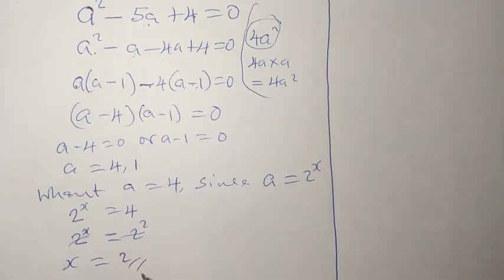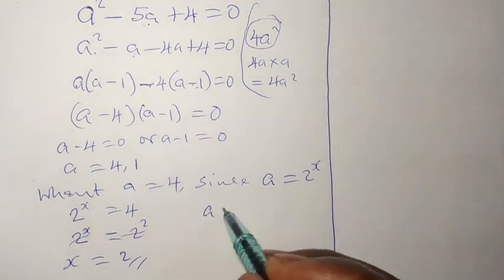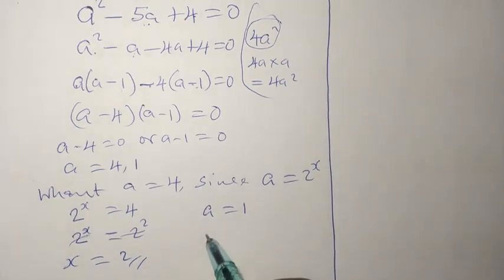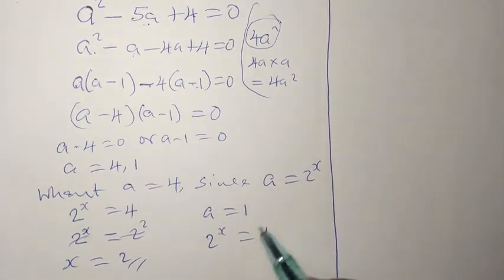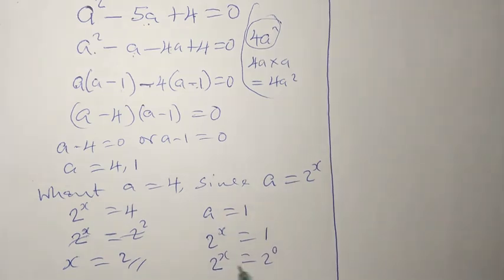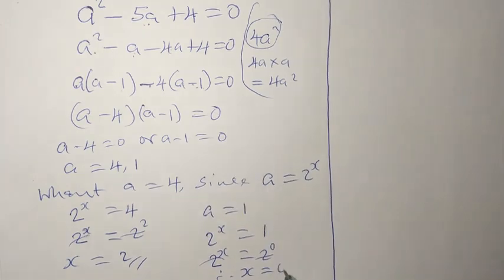That's for the first one. Then for a equals 1, we will have 2 raised to the power of x is equal to 1. So anything raised to the power of 0 is equal to 1. So we will express this as 2 raised to the power of x equals 2 raised to the power of 0, so that this will cancel this. Therefore, our x here also will be 0.